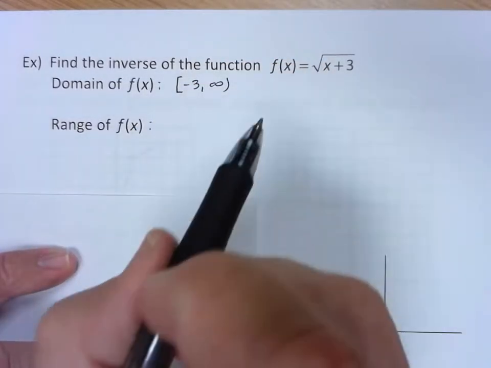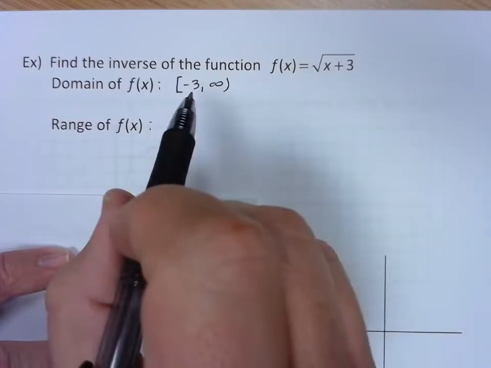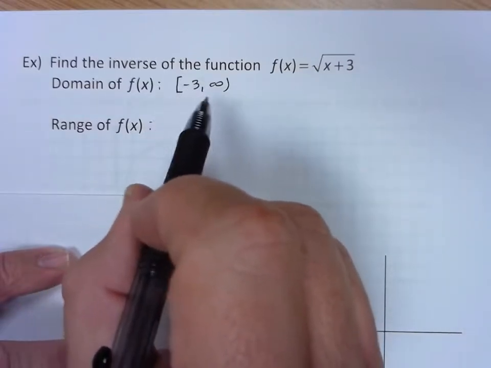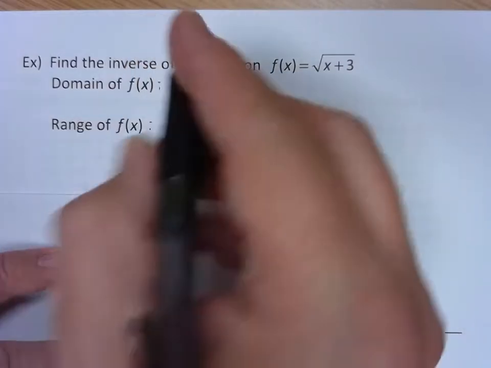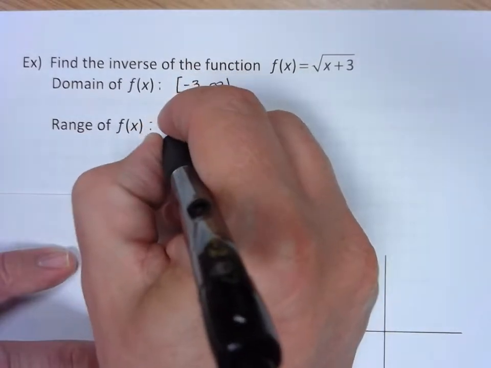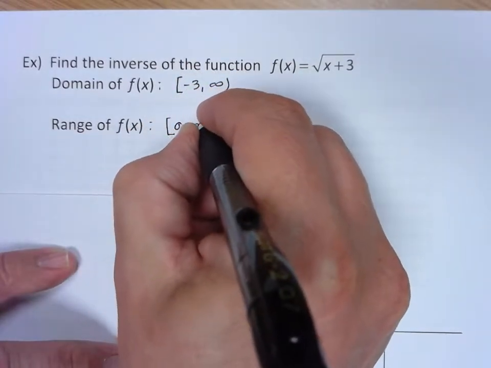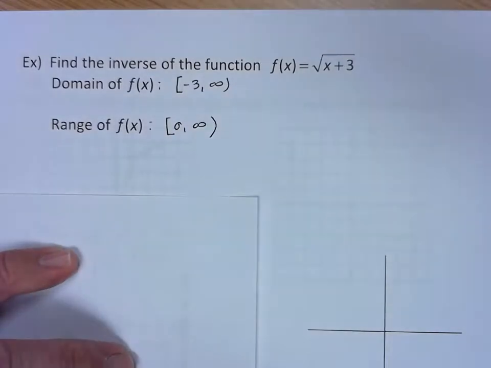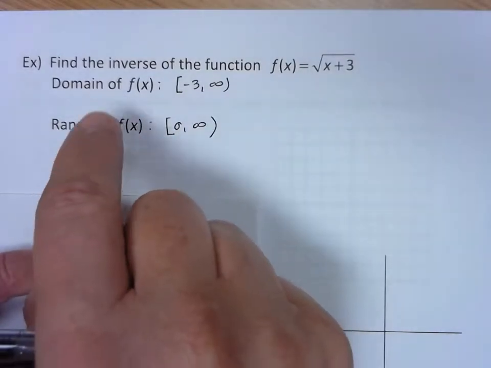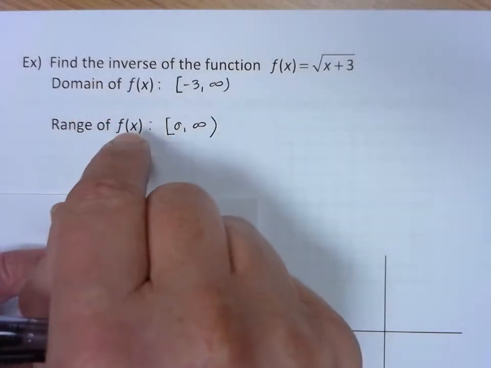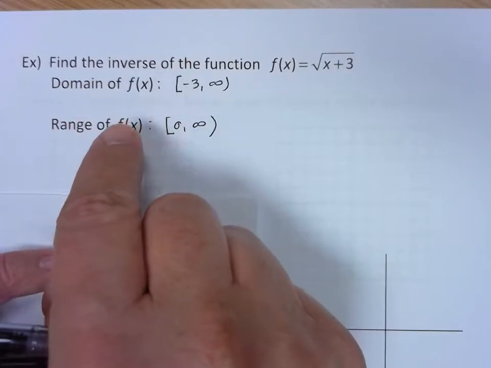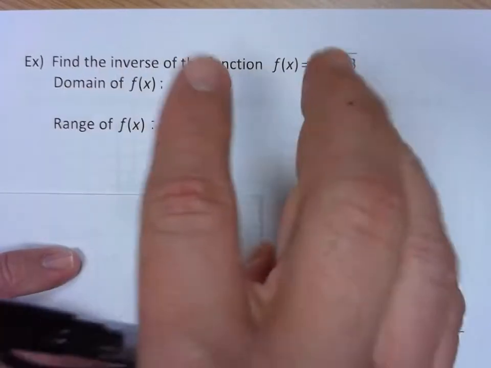Remember, the square root graph starts at the origin and goes upward. If you shift it 3 left, it starts at the point (-3, 0) and opens upward. So its range would be from 0 in the y direction going to infinity. So remember, this domain and range situation here is going to be very important when you go to the inverse because, well, let me show you.